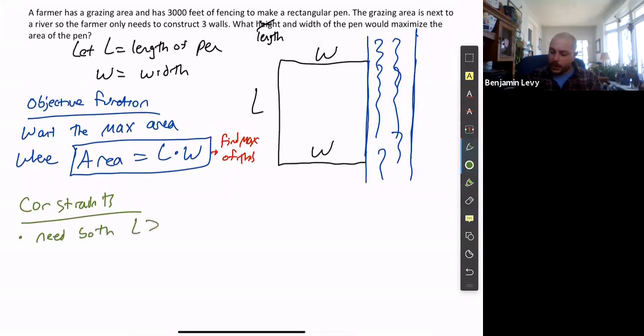So the constraints are, first, we need both L and W to be actually bigger than 0, right? We want to have a fence. If they equaled 0, we wouldn't have a fence. And so we want them to both be positive, actually. And we only have 3,000 feet of fence.